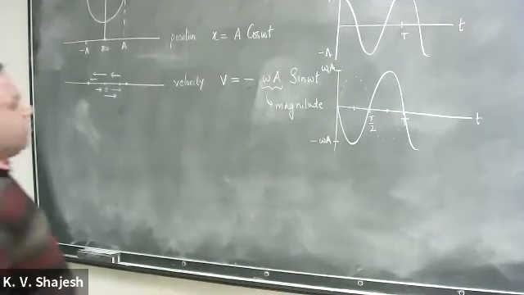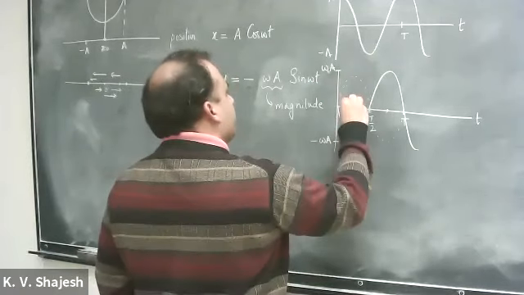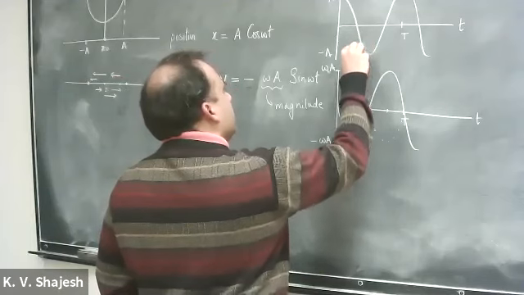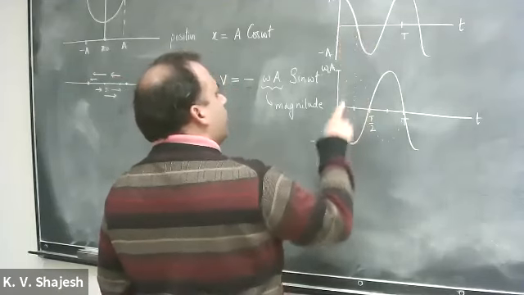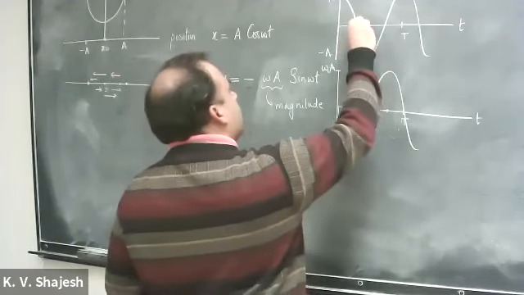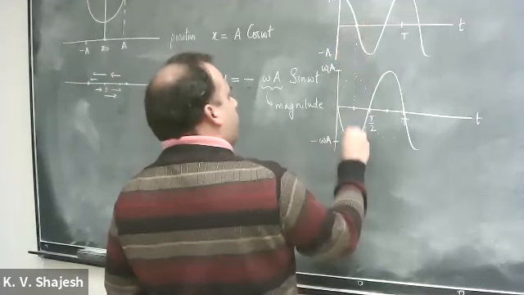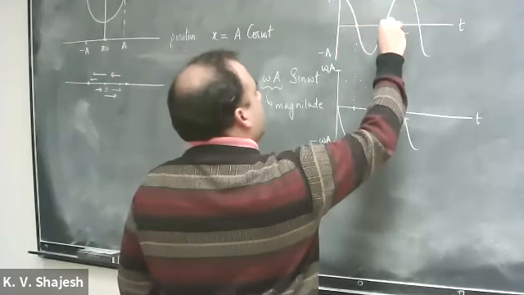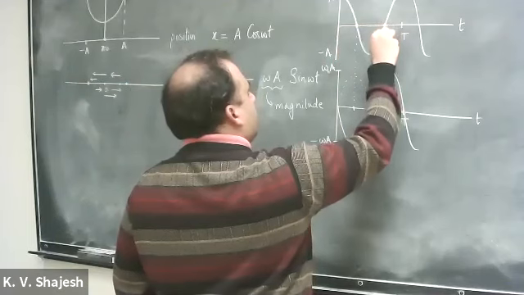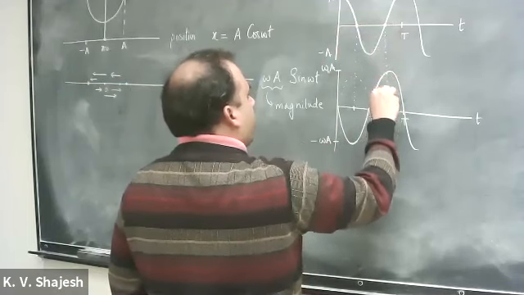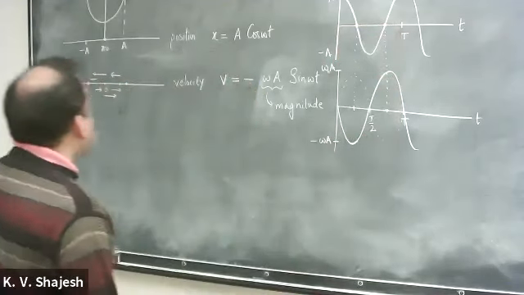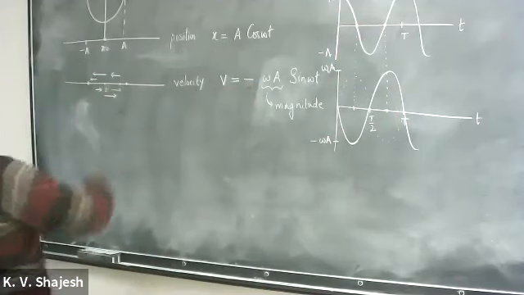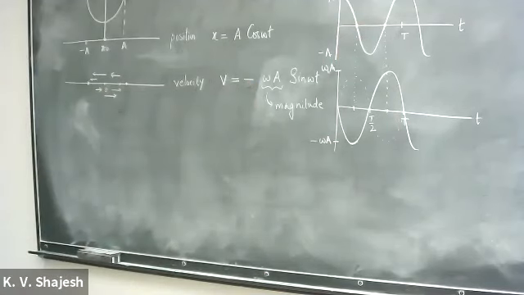So it does clearly suggest that whenever the position is equal to 0, velocity is a maximum. Right? So here position was 0, velocity is maximum. At this point, position is 0, velocity is maximum. So velocity is a maximum wherever position is 0. So that's a characteristic of simple harmonic motion.